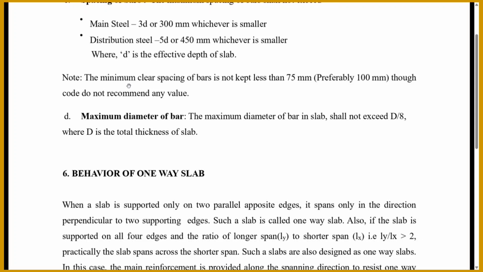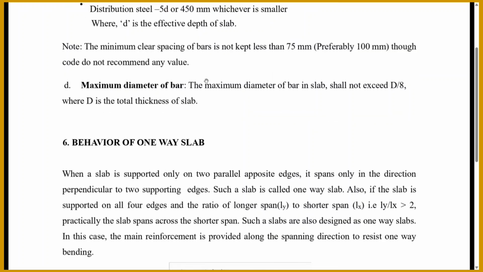Also, the note is given that the minimum clear spacing of the bar should not be kept less than 75 mm. As you know, the code does not recommend any values, but if you have to do a perfect design, you will have to consider 100 mm and not use clear spacing less than 75 mm. The 75 mm spacing is very small, and it is very complicated in the site construction of that particular slab. Also, the minimum diameter of bar criterion is given.